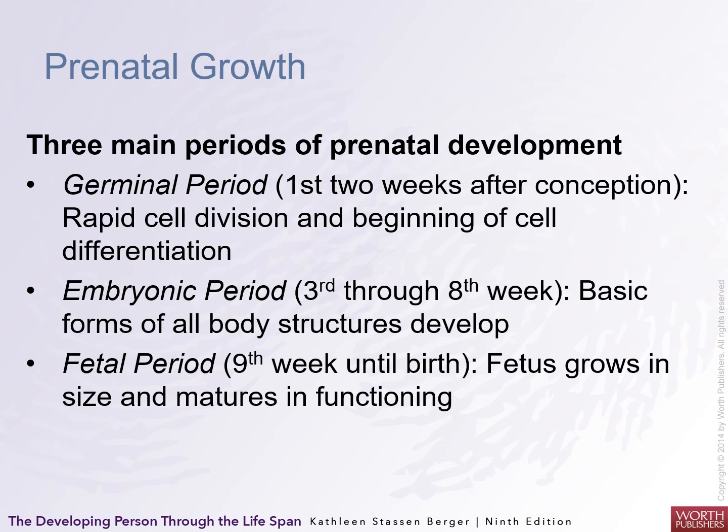Prenatal growth happens in three main periods: the germinal period, the first 2 weeks after conception, with rapid cell division and the beginning of cell differentiation; the embryonic period, which is the 3rd through the 8th week, when the basic forms of all body structures develop; and the third period, the fetal period, from the 9th week until birth. The fetus grows in size and matures in functioning.